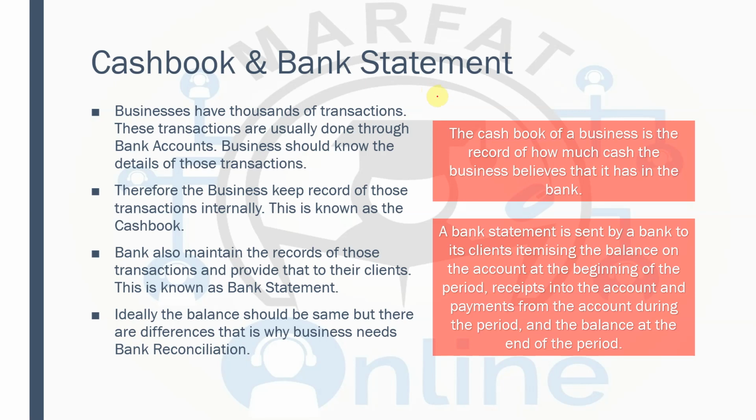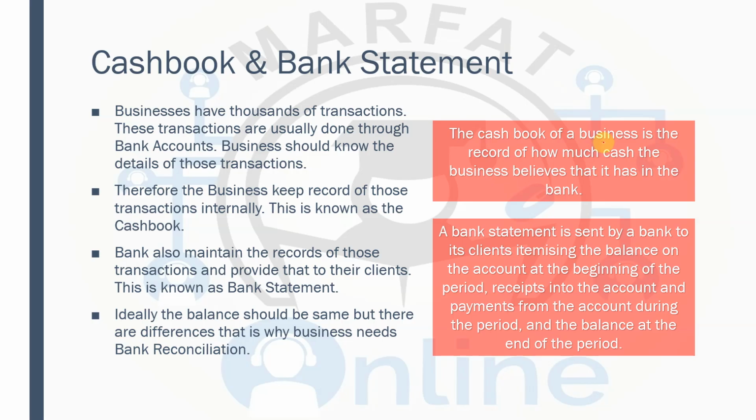Now we can see the definitions of the cash book and the bank statement. I've already told you in the introduction that the cash book is the record of the bank account and the business is maintaining it. This is the business record of the bank account. And the bank statement is a document sent by the bank to the business which details the banking transactions.